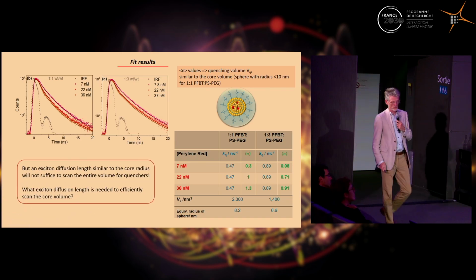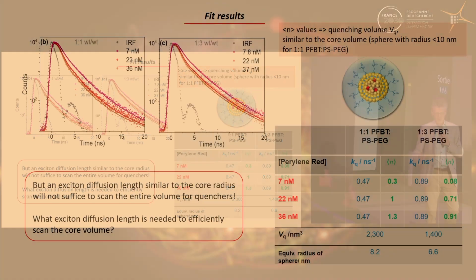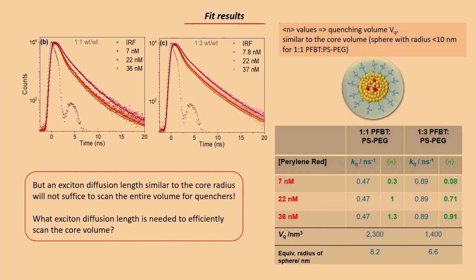So how can we compare this with measured exciton diffusion lengths? Exciton diffusion length is the root mean square displacement, the typical textbook definition. But if you have a root mean square displacement of, let's say, 8 nanometers, it doesn't necessarily mean that you explore an entire ball of 8 nanometers. What's the relation between these two?